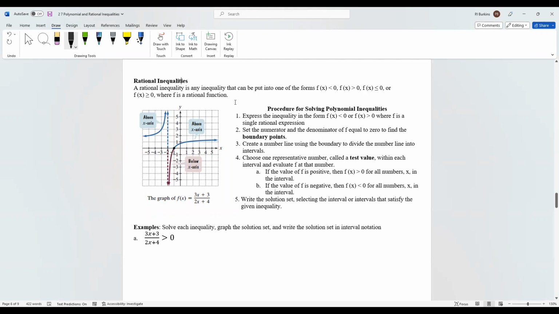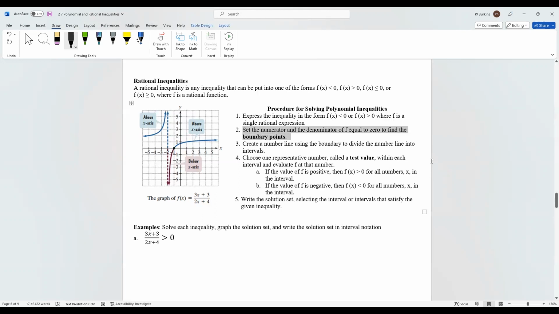Well, it looks just like the polynomials that we had before, but it's a rational expression, meaning a polynomial divided by another. And it has an inequality in it, right? Less than, greater than, less than or equal to, greater than or equal to. So what's actually different in terms of the process? Well, if you look at these steps, everything is exactly the same, except for step 2.